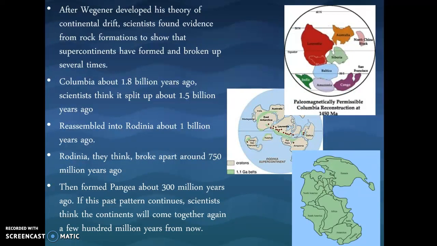So Alfred Wegener developed his theory, and he found evidence. The first one, to show that these rock formations had formed and broken up several times. So scientists actually now believe that 1.8 billion years ago, the continents were together in a supercontinent called Columbia. Then they believe it reassembled into a supercontinent called Rodinia about 1 billion years ago. Then about 750 million years ago, Rodinia broke up. Pangaea formed about 300 million years ago. And then actually in another few hundred million years, they believe Pangaea will reform again into another supercontinent.